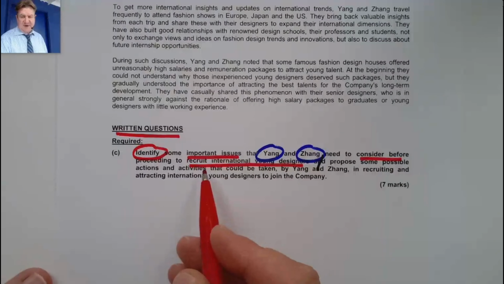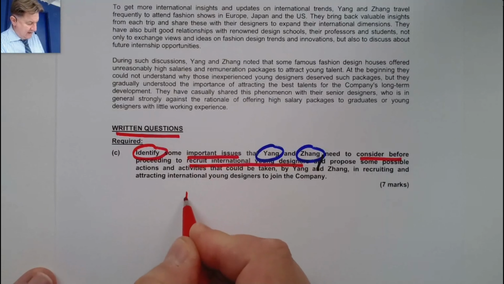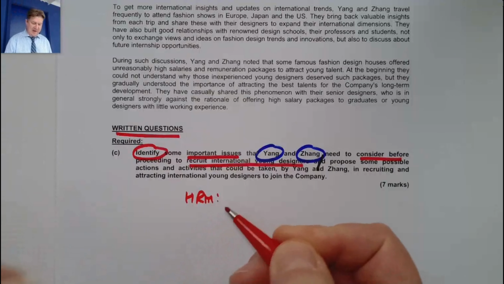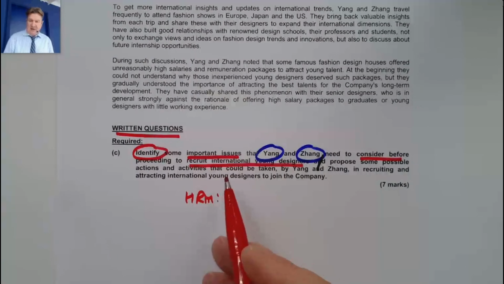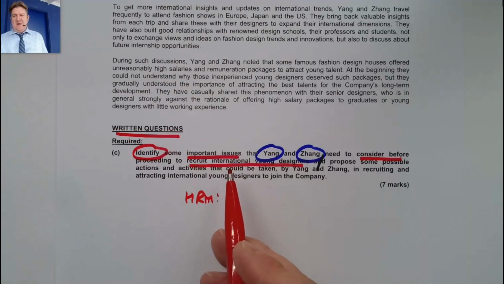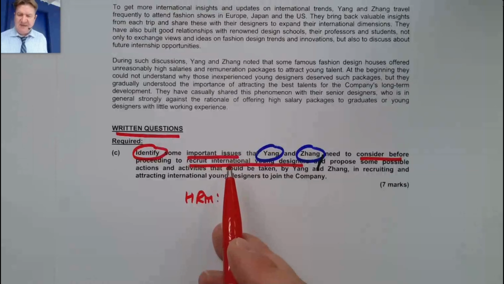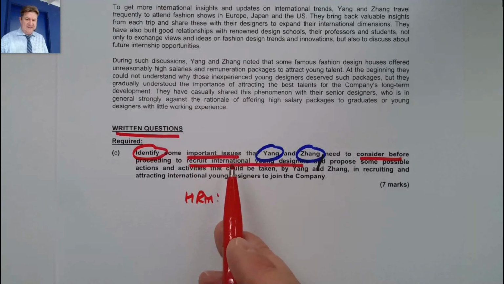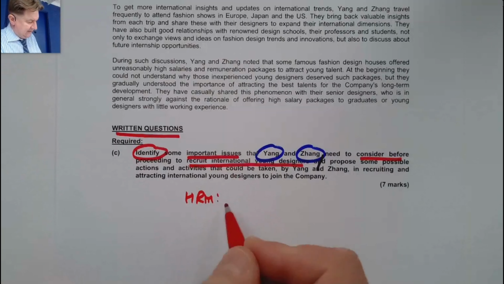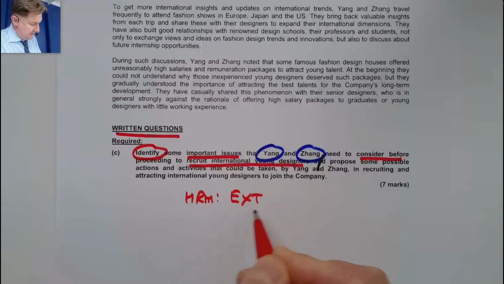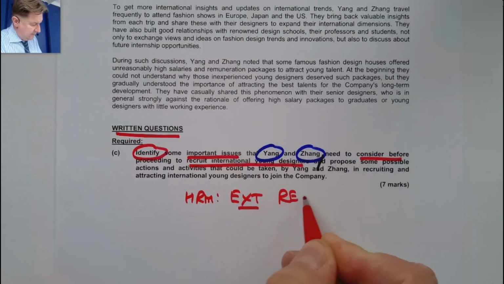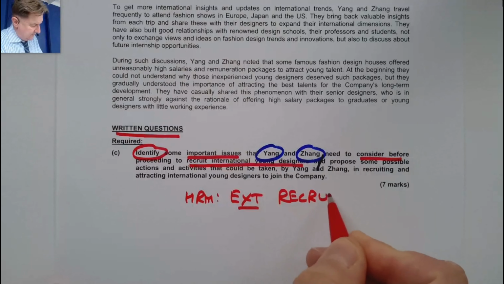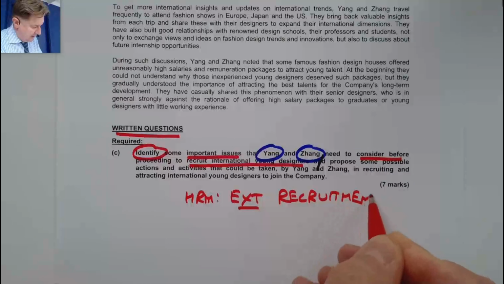First of all, you can see this is recruitment. So straight away in our Capstone exam, we're thinking about the area here of HRM. And look, it seems that here we don't need to start performing a job analysis or a person specification. They've already told us the target here. This is international young designers. So this is going to be external recruitment, therefore. So first of all, we've already got our target.